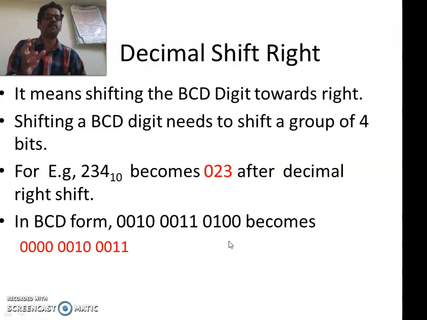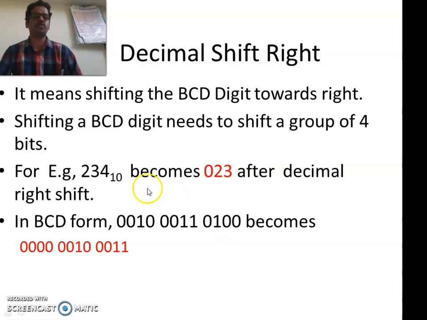I am using the term digit since we are dealing with decimal numbers or BCD numbers. Now we'll understand through this example. 234: while performing a decimal shift right, the rightmost digit 4 is lost and we add 0 into the leftmost digit position. Then we get 023 after the decimal shift right.